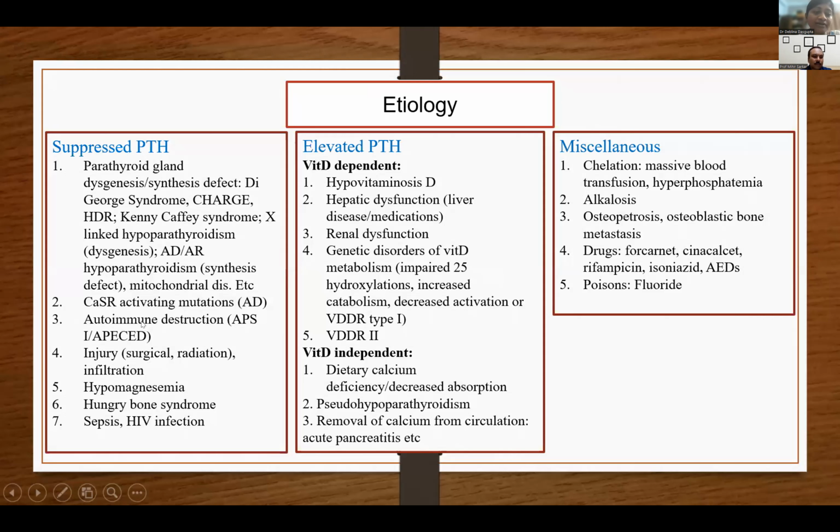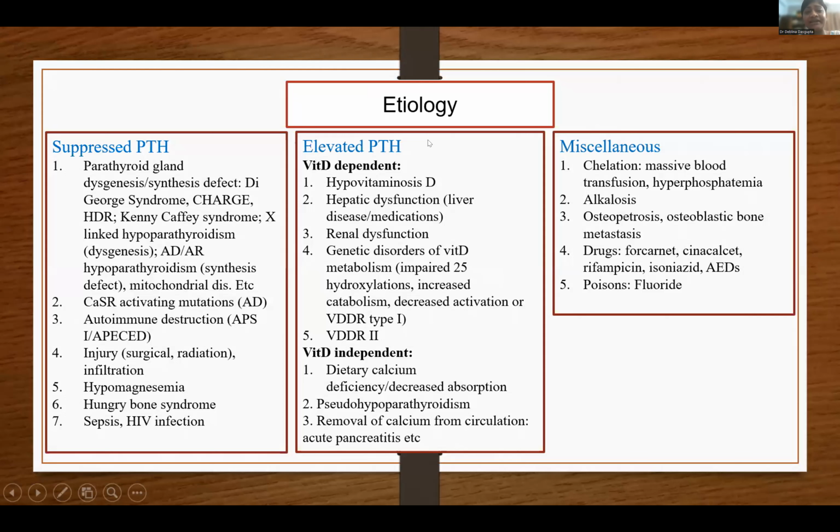Autoimmune destruction of the parathyroid gland, and certain injuries to the parathyroid gland, can cause hypocalcemia. Hypomagnesemia, as Dr. Shoheli explained previously, she explained about hypokalemia, but hypomagnesemia can also cause hypocalcemia by suppressing PTH secretion. Again, hungry bone syndrome, sepsis, and HIV infection can also suppress PTH.